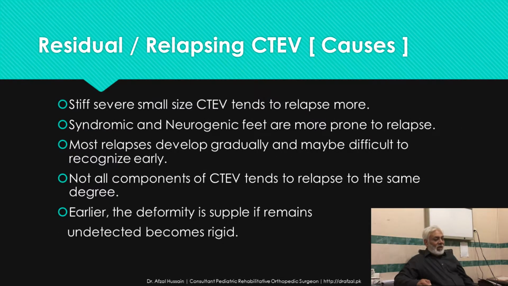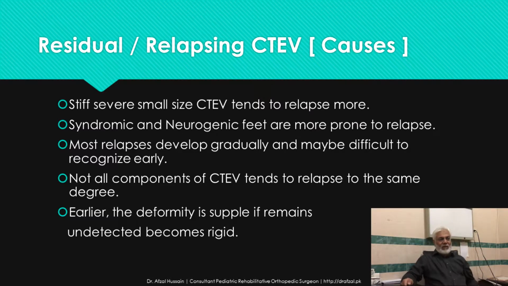So not all components of CTEV tend to relapse to the same degree. If there is a relapse of 2-3 components, one is the severe one, other is the minor one. So we will see in the examples in the later part of the lecture. Earlier the deformity is supple. The second character is, the earlier you detect it, it is supple. It is easier to correct. But if you keep on neglecting, then it will become rigid and will need more extensive procedures for the correction of those deformities.